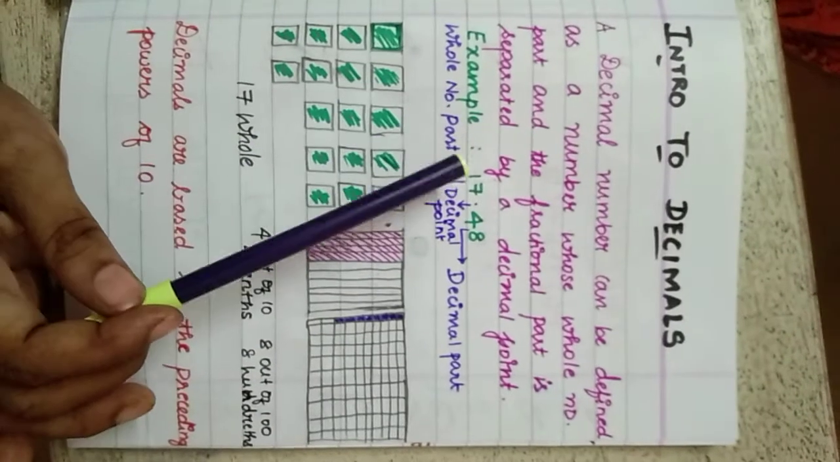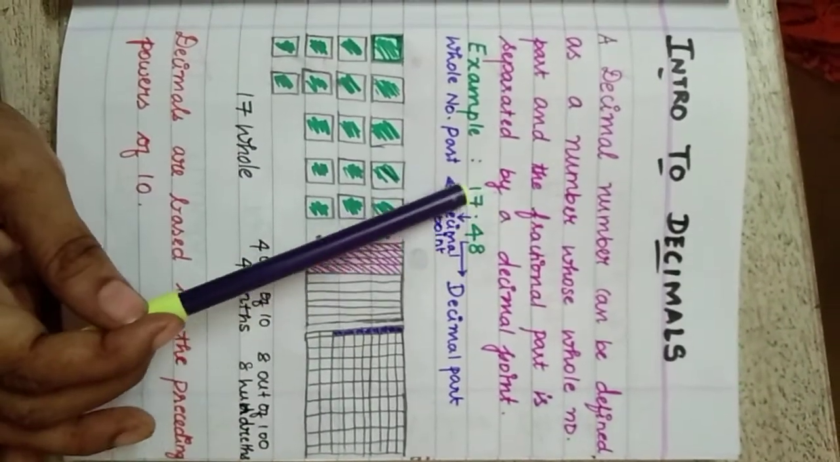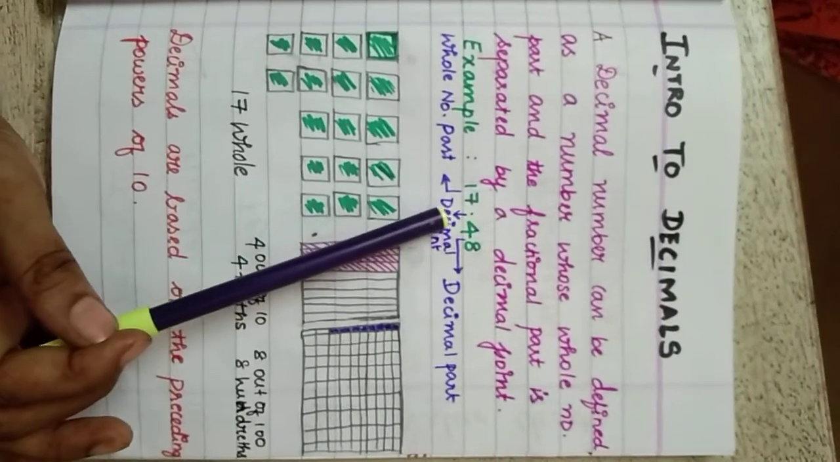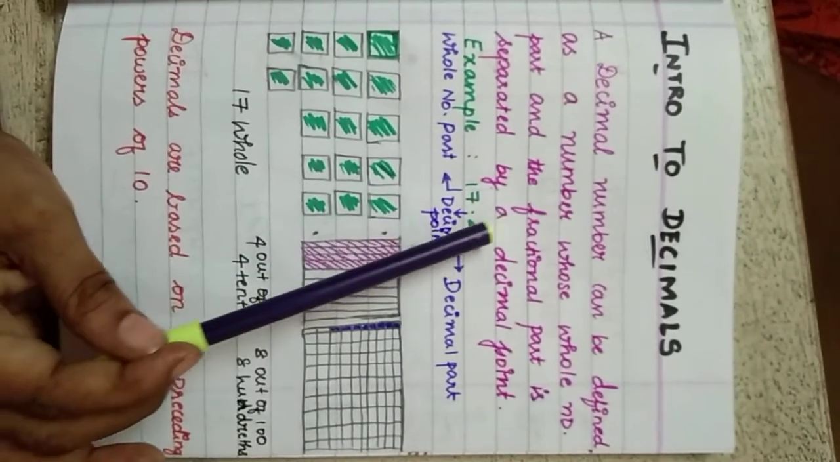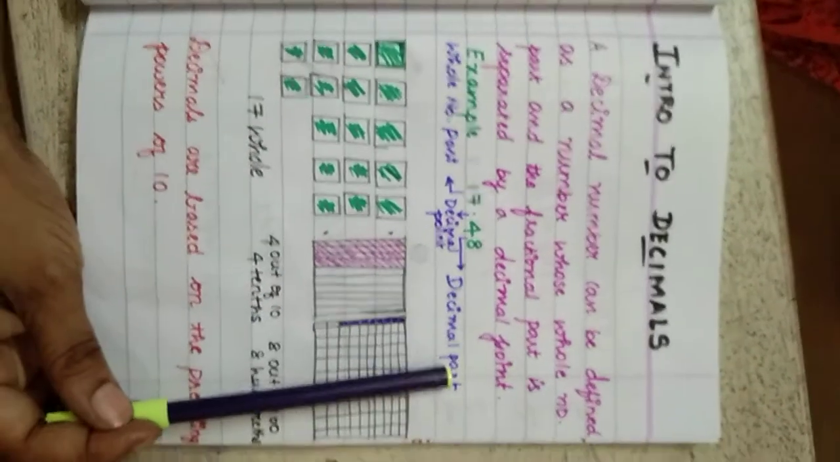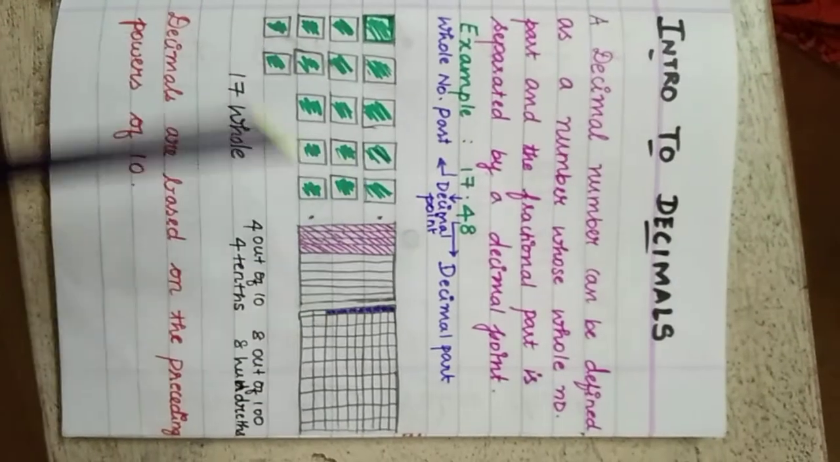For example, you have a number 17.48. The number 17 is your whole number part and you have a decimal point in the middle, and after the decimal point you have two numbers and that part is called the decimal part. I have given you the pictorial representation of the decimal number 17.48.